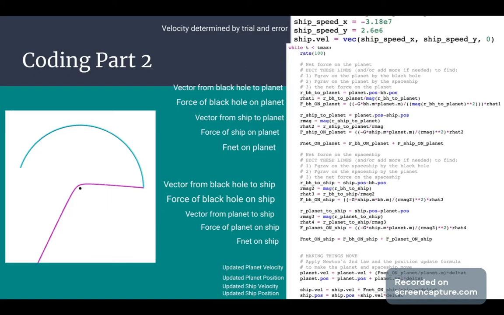For part 2 of the experiment, the initial velocity of the rocket ship was found by experimental error. The net force acting on the planet is given by the force of gravity of the ship on the planet and the force of gravity of the black hole on the planet. The net force on the ship is equal to the force of gravity of the black hole on the ship plus the force of gravity of the planet on the ship. These net forces were used in the velocity update formula for both the planet and the ship. This updated velocity was used in the position update formula for both the planet and ship to find the paths of the planet and ship.